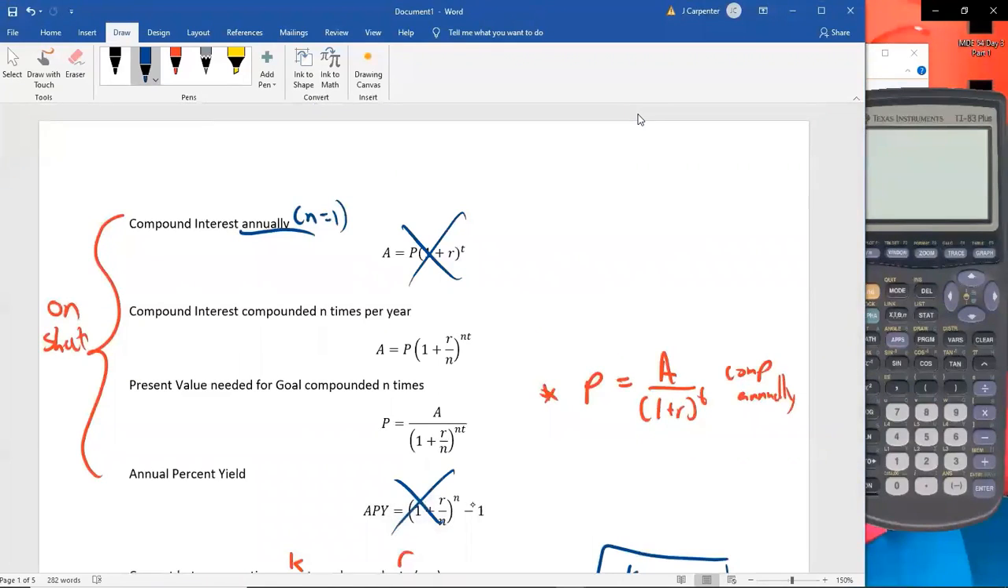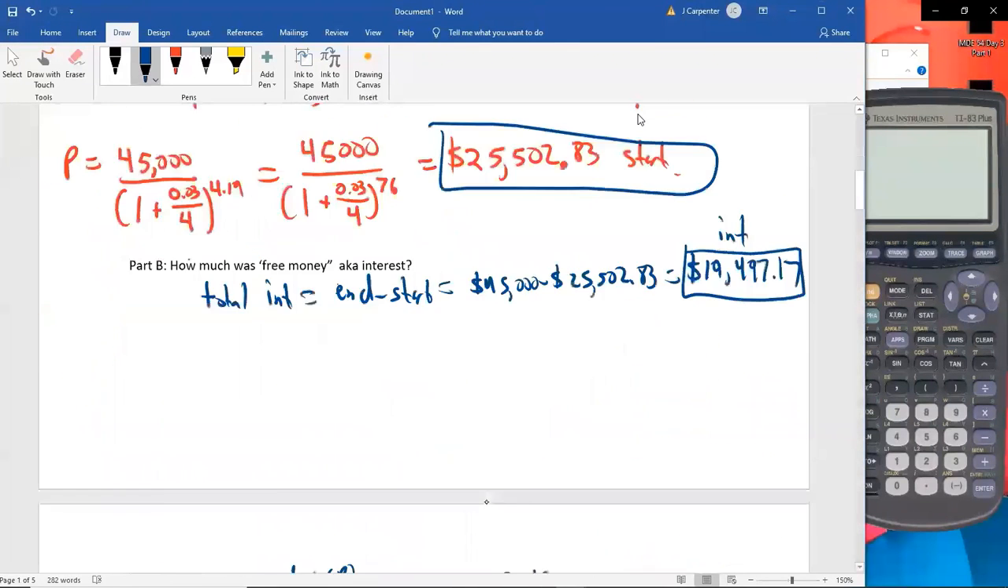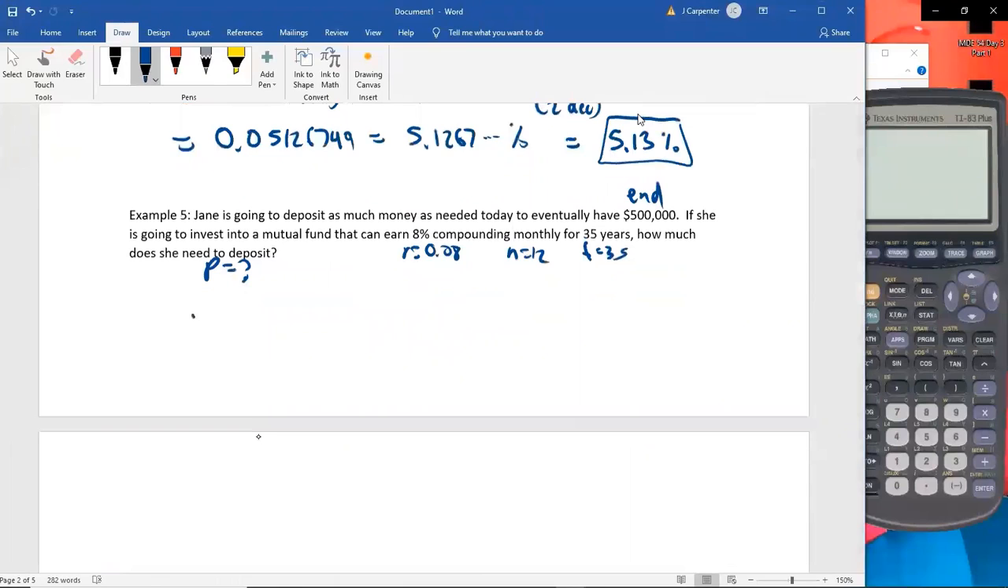Well, this one, we know the starting value, which was actually the question. We don't know what the starting value is, so that's out. And we need to use this one because we know A, we know the ending amount, we know our goal of $500,000. So this is our formula. P equals A over parentheses 1 plus R over N raised to the NT. So this would be 500.